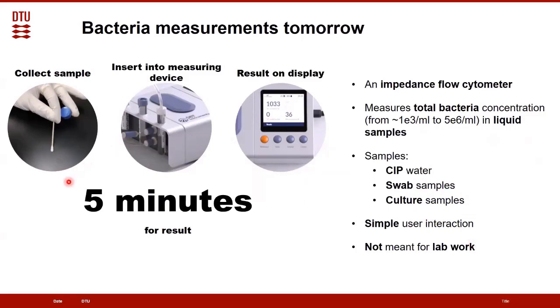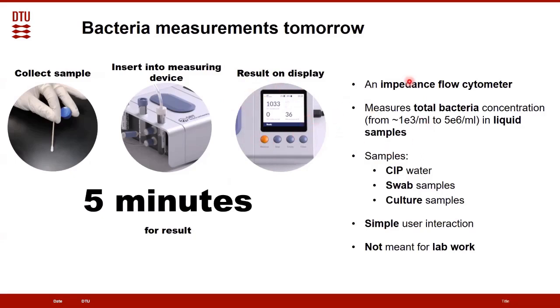Ideally, you would like to not have to wait 3 days for the answer to see if you have bacteria in your production. One solution could be this impedance flow cytometer. It is based on the fact that you can take a swab sample, insert it in the device, press a button, and it counts in a microfluidic channel the amount of bacteria in the sample.